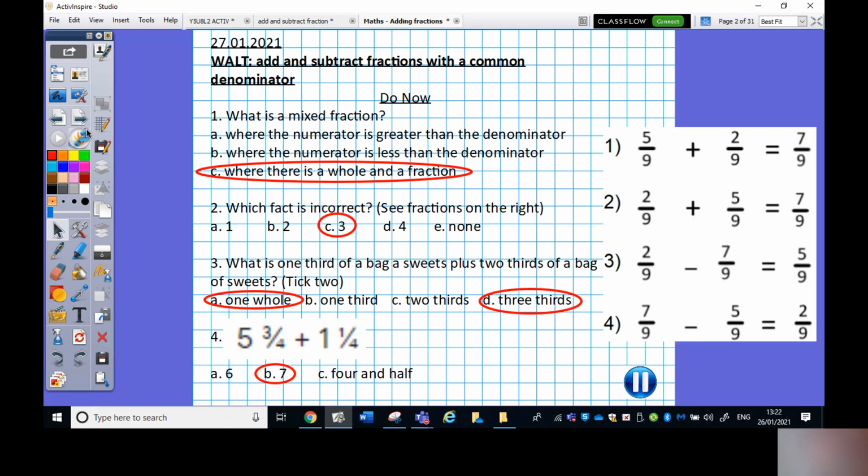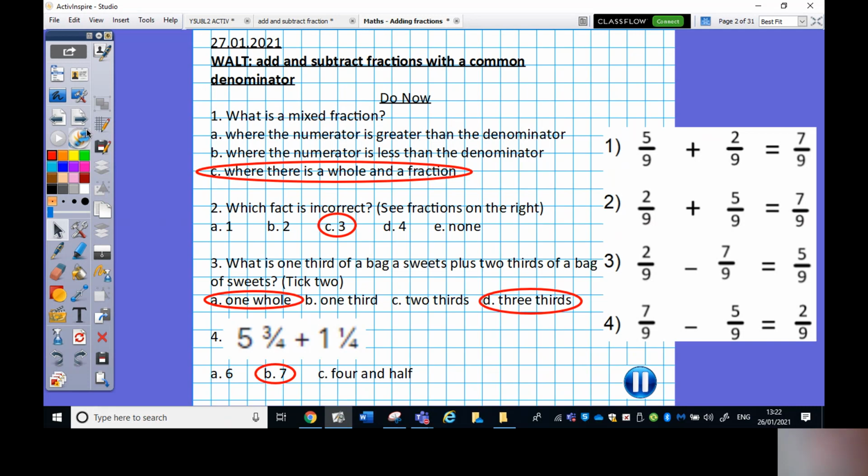Number 3, what is 1/3 of a bag of sweets plus 2/3 of a bag of sweets? You can tick 2. So it's either 1 whole or 3/3. And number 4, the answer is 7.